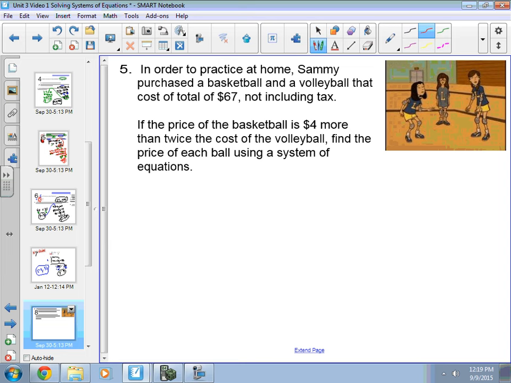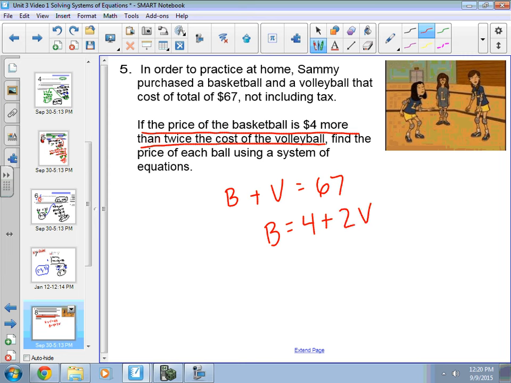It says Sammy purchased a basketball and a volleyball that totaled 67. Let's use B for basketball, V for volleyball. It says if we buy both, the cost is $67. So that's one equation. Both together equals 67. The second one here, now we're kind of going by sentence. The price of the basketball is 4 more than twice the cost of the volleyball. So the basketball is, remember, 'is' usually means equals. Basketball is 4 more than, 'more than' means plus, twice the cost of the volleyball. Twice, 2 times V.